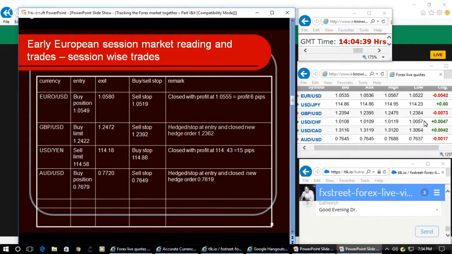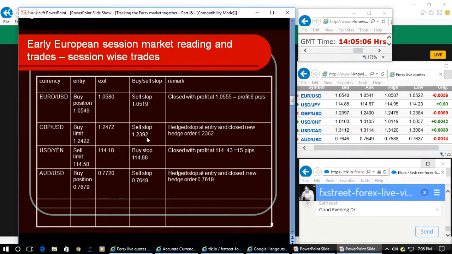If it comes down further big, then I'll be able to close this buy and book profit on the sell side. But they formed 1.2384 and stopped cutting the new low for 10 minutes. Then immediately I kept the stop at entry and that got closed. And they started gaining the level. So I kept the new hedge order at 1.2362, 30 pips below.